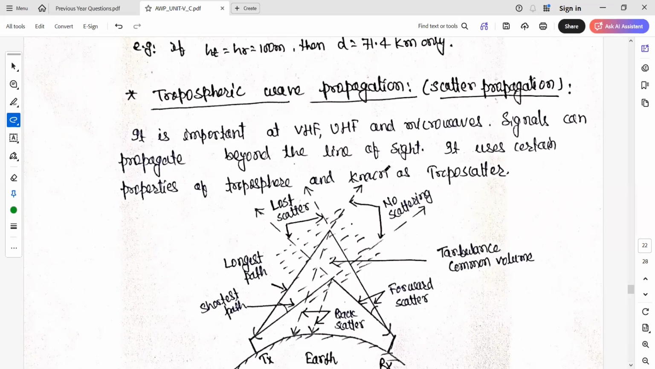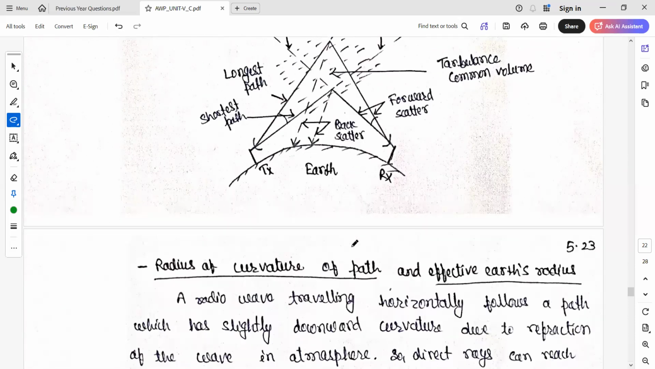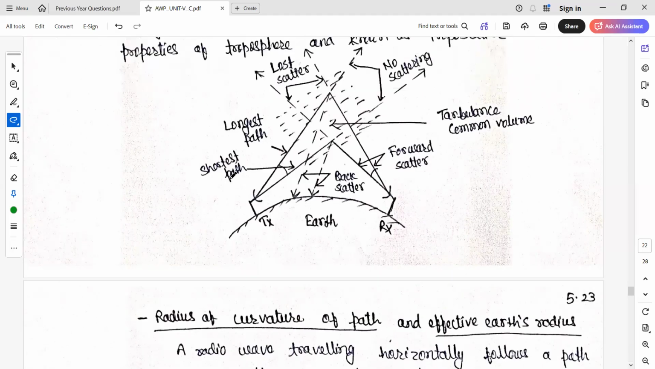The tropospheric wave propagation is also called scatter propagation, since here certain properties form scattering. You know about this scattering effect. Here you see the shortest path by which it can go and the longest path. Again, it is reflected back due to scattering. This is the forward scatter, and this is the back scatter, which is coming before the receivers.